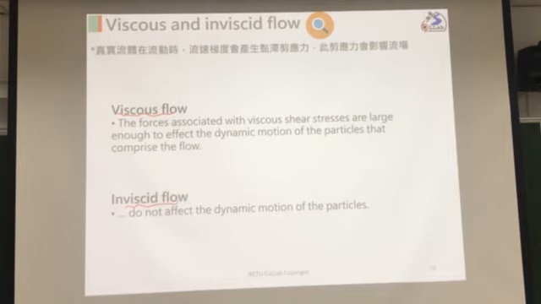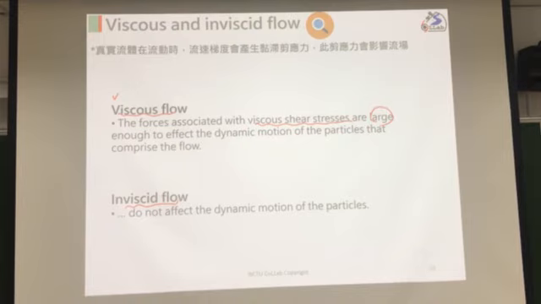Okay, so the difference is that if the force associated with the viscous shear stress is large enough, that means you cannot ignore the shear stress in your problem. In that case, we call that a viscous flow.